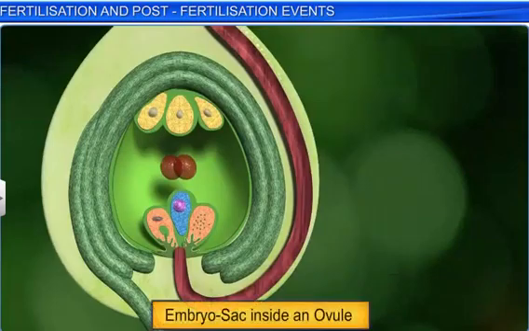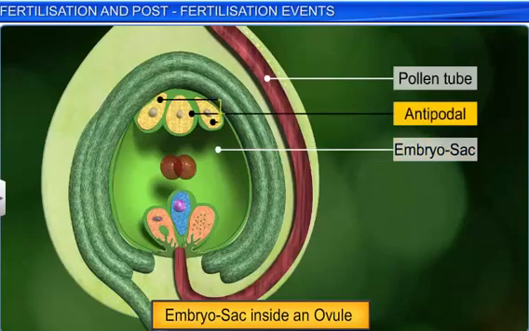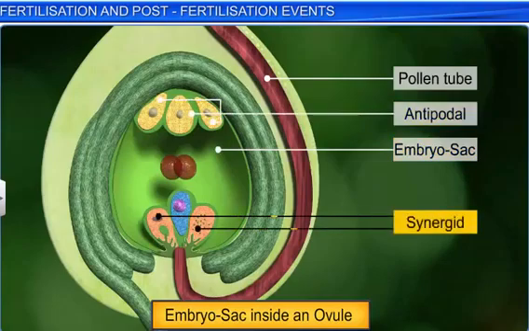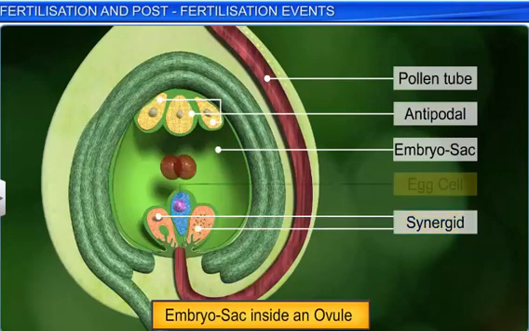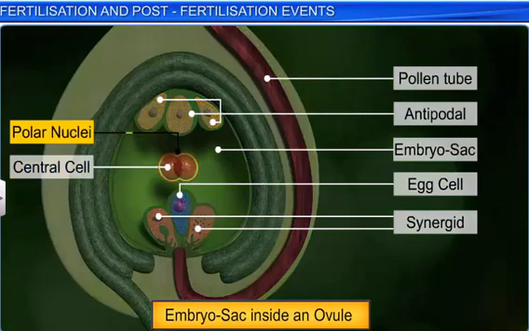Inside the ovule, the pollen tube encounters the embryo sac, the female gametophyte, containing 3 antipodals, 2 synergids, an egg cell, and a central cell with 2 polar nuclei.